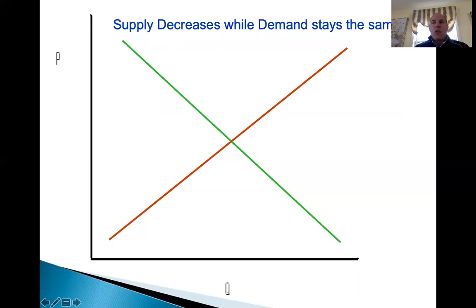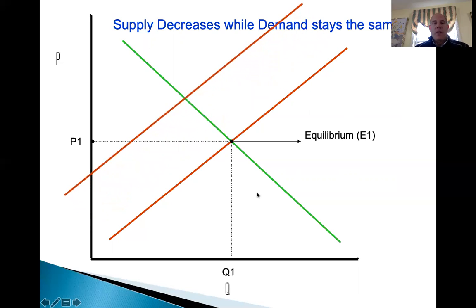So now we're going to look at supply decreases while demand stays the same. So we're talking about the red line. Sorry, supply is going to decrease. So it's going to shift from P1 to the left, to the new price of P2. And then you can see quantity has decreased. So as supply decreases, you should see an increase in price, right? The same thing will occur.